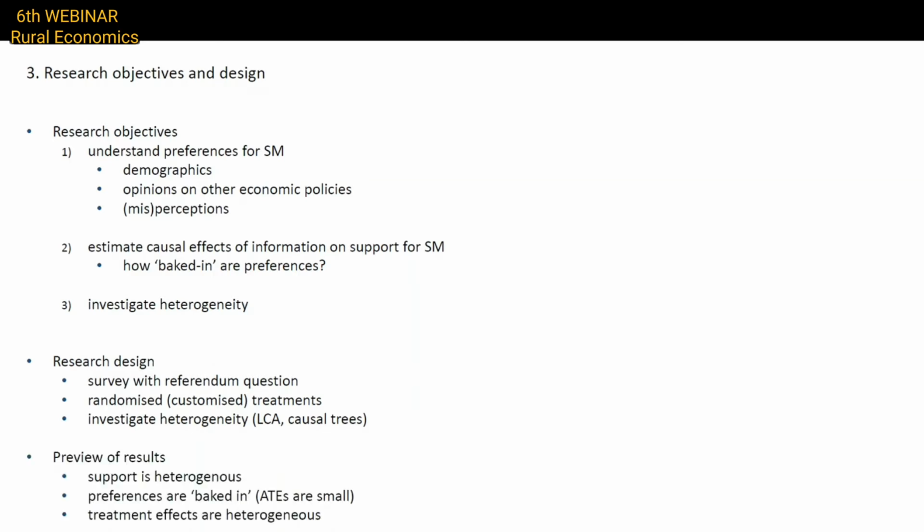So just a preview of results, which I'll show you in some detail. Support for this policy is quite heterogeneous. So we find average support is quite high, but it differs between, for example, voters of certain political parties. It differs based on perceptions of farm income, things like that.